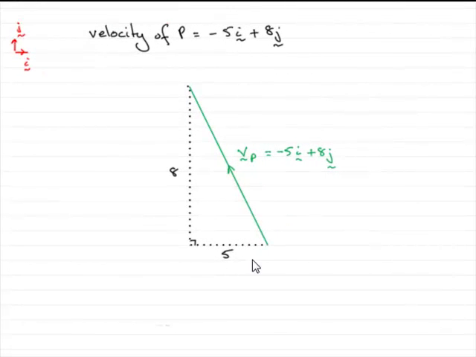Now, to get the direction of motion of the particle P, which is in this direction, as a bearing, what we've got to do is set up a north direction. So we set up north direction like this, through here. And as a bearing, you've got to start from facing north, turn in a clockwise direction until you get to the direction that you're going in. And so this is the angle that we want round here.